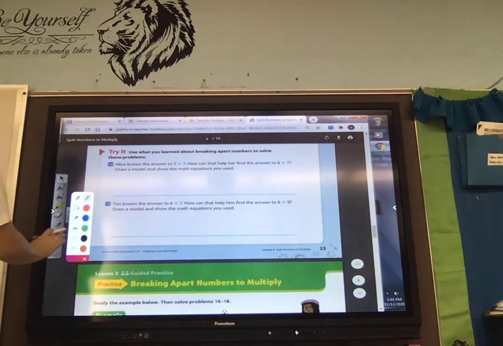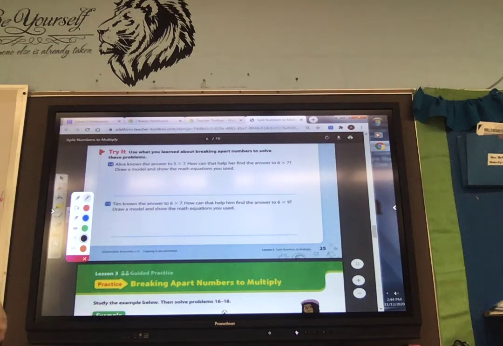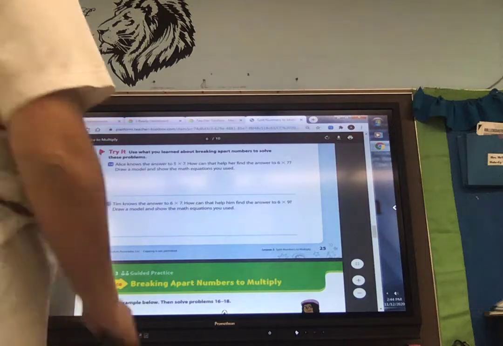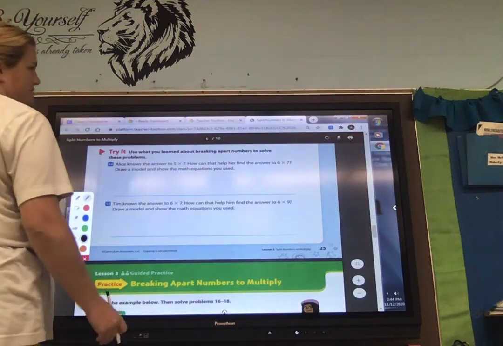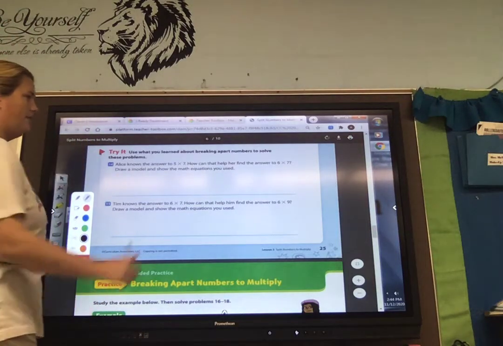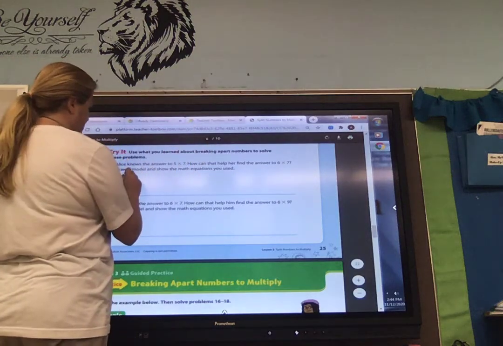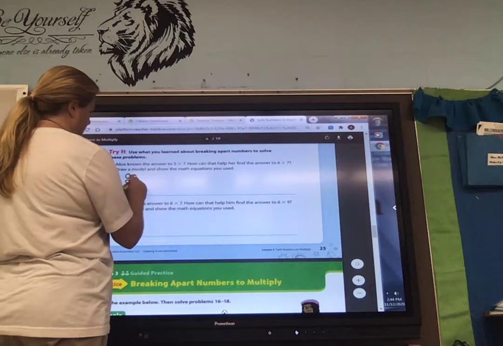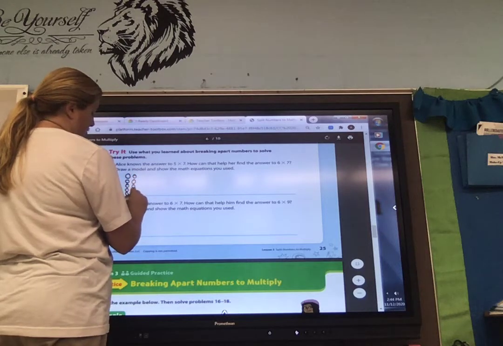All right, number 14's our try it. Let's look at our try it. Alice knows the answer to 5 times 7. Good job, Alice. How can that help her find the answer to 6 times 7? Draw a model. All right, let's do a 6 by 7. 1, 2, 3, 4, 5, 6. And then we're going to need 7 of those.